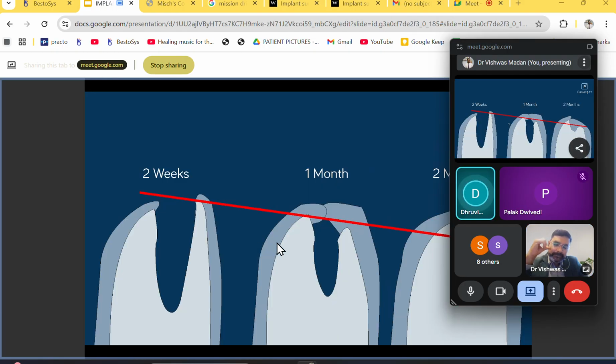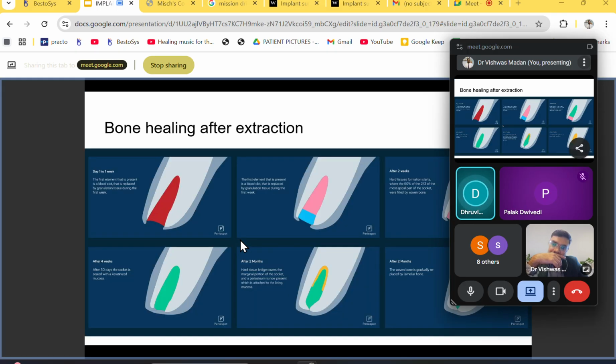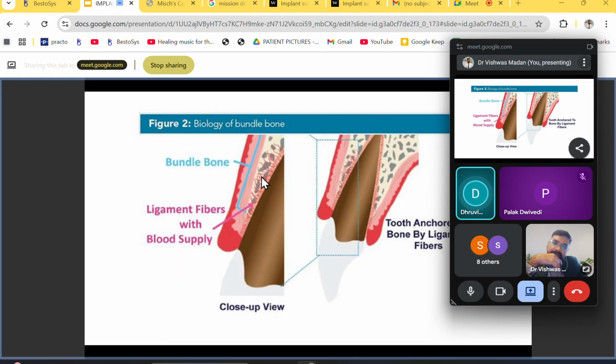Yes, kind of, because the diagrams which you showed for the bundle bone, and the correlation with the CBCT, I'm not getting that. How will we correlate this diagram and the CBCT, both of them?